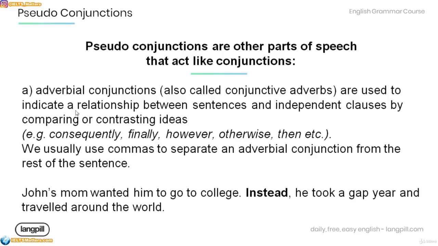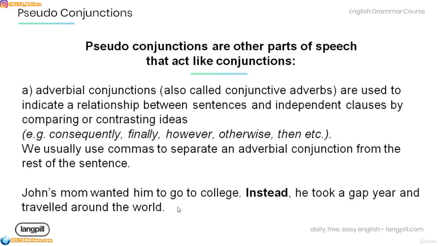A. Adverbial conjunctions, which are also called conjunctive adverbs, are used to indicate a relationship between sentences and independent clauses by comparing or contrasting ideas. For example, consequently, finally, however, otherwise, then, etc. Remember that we usually use commas to separate an adverbial conjunction from the rest of the sentence. Have a look at the example over here.